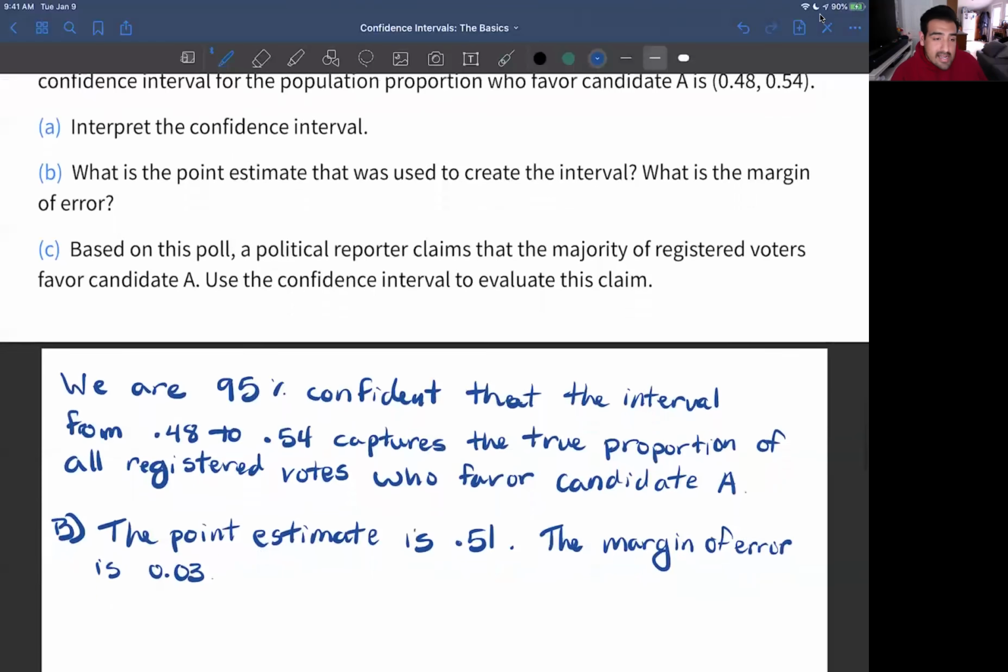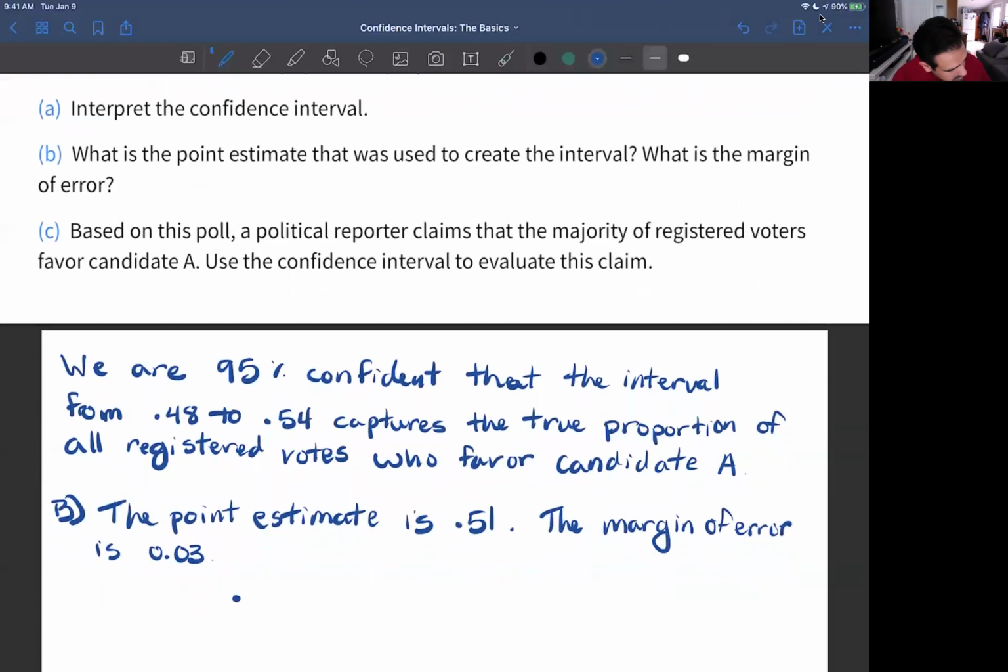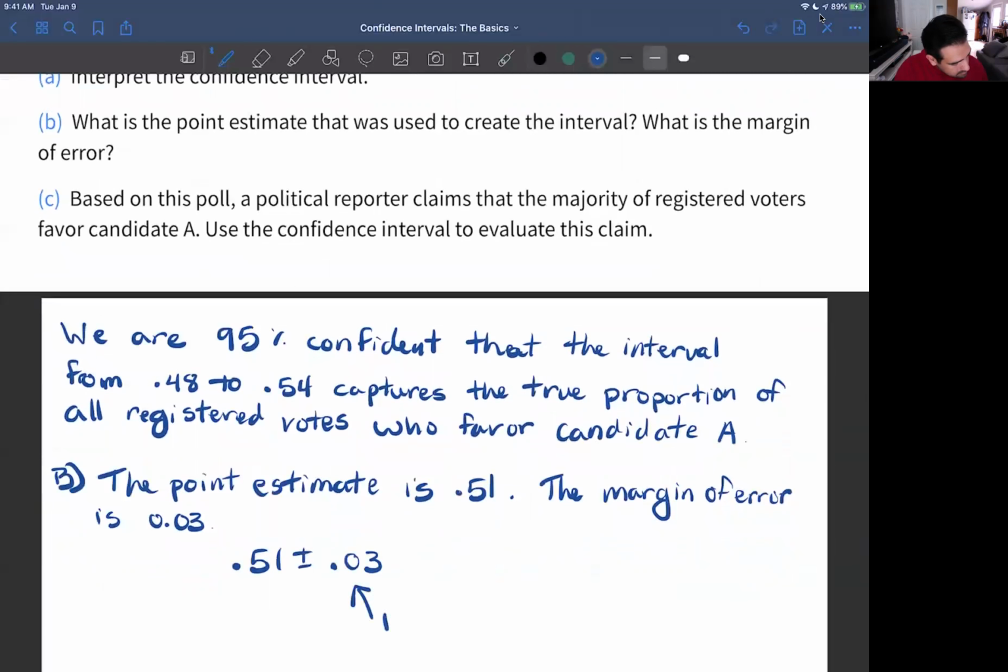If I needed to write that out in a formula, I could say, remember, my point estimate plus or minus my margin of error. If I were to follow that out, 51% plus 3% gets me to 54%. 51% minus 3% gives me 48%. So the margin of error is 3%, and the point estimate is 51%.